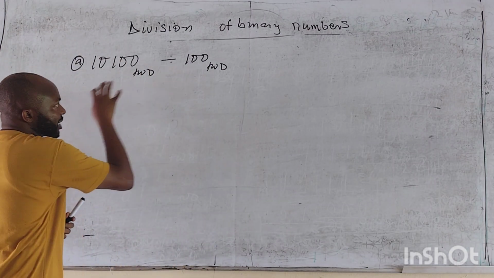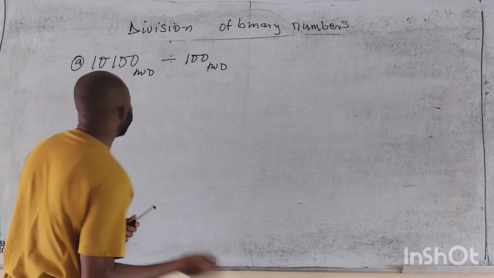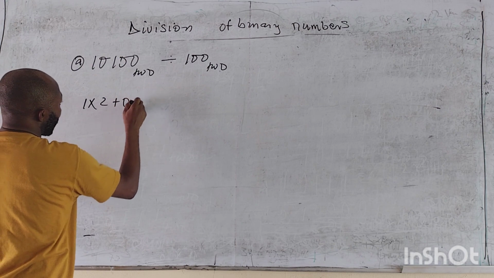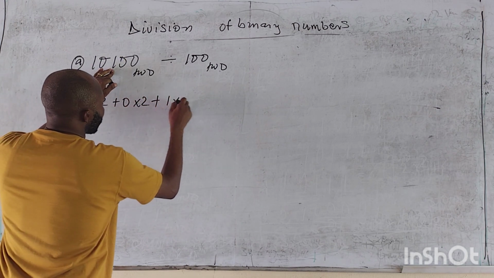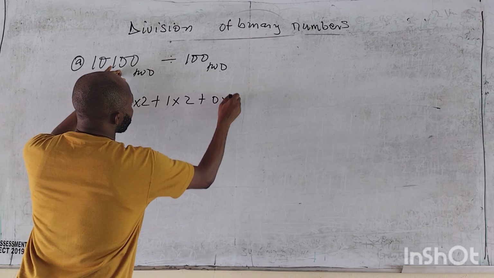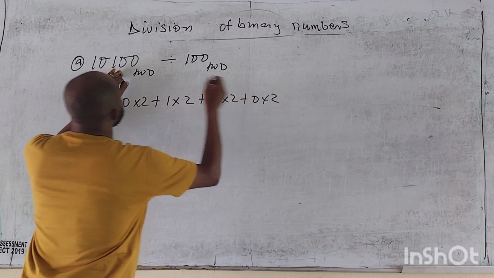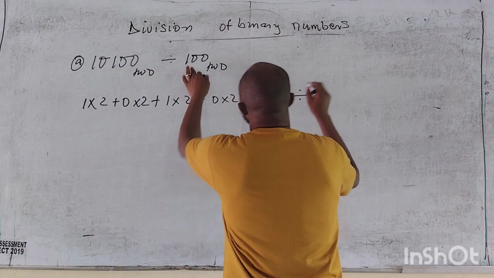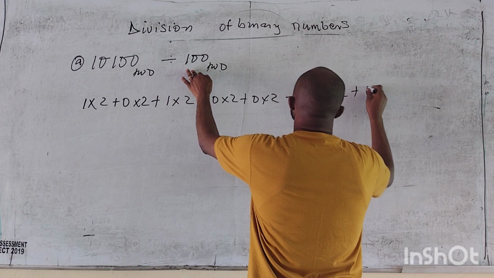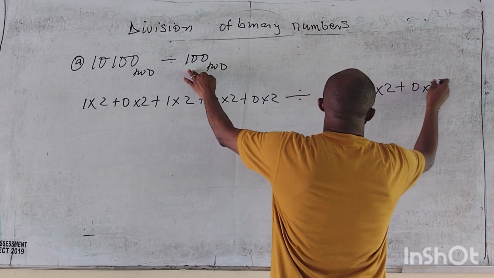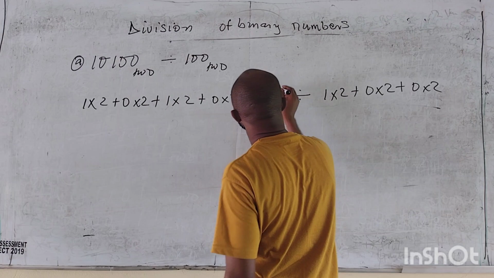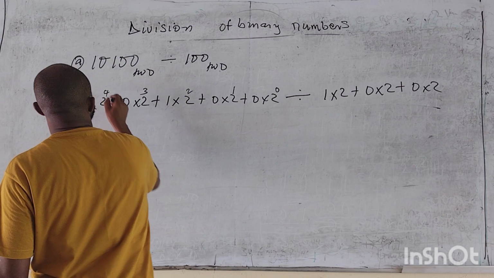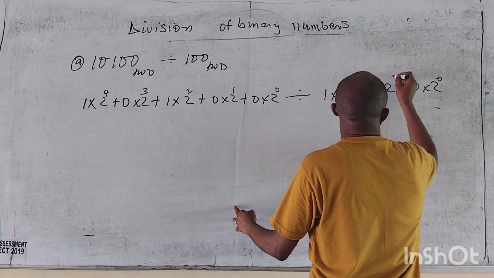First, we multiply successively both sides by the base. So here, 1 times 2 plus 0 times 2 plus 1 times 2 plus 0 times 2 plus 0 times 2. This is the first side. Divided by, leave it like that, 1 times 2 plus 0 times 2 plus 0 times 2, all in base 10. So from this side, the powers are 0, 1, 2, 3, and 4. From this other side, 0, 1, and 2.